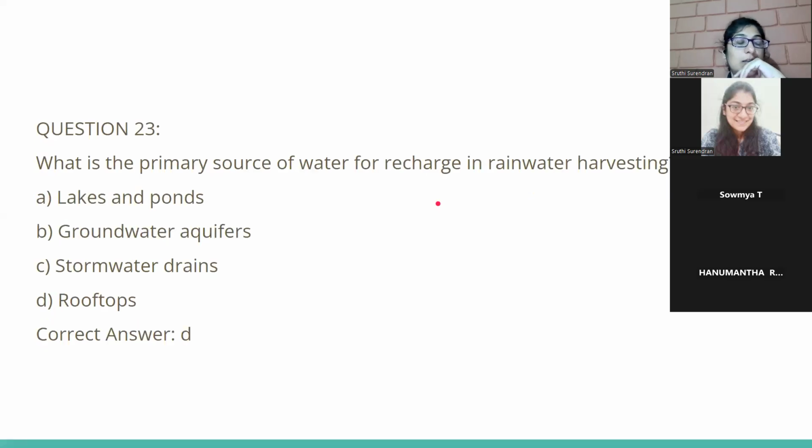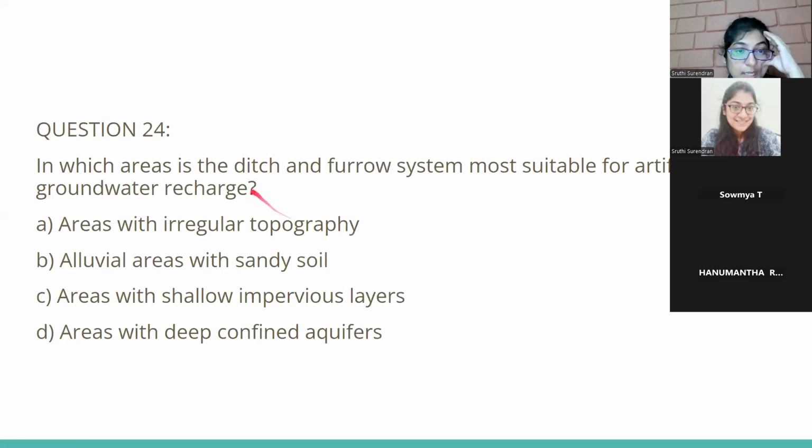The answer is option D, rooftops. Stormwater drains, lakes, and ponds are also sources of recharge, but the primary source is rooftops. So, in which area is the ditch and furrow system more suitable for artificial groundwater recharge?